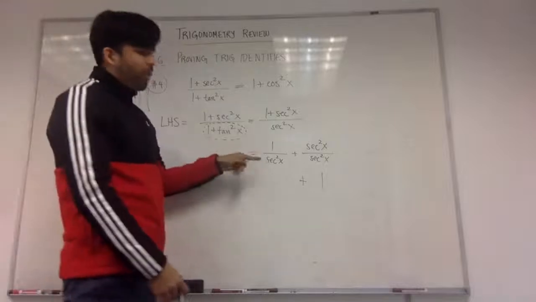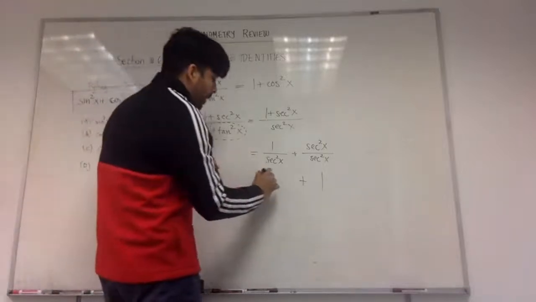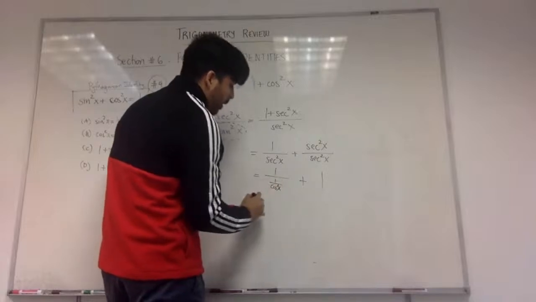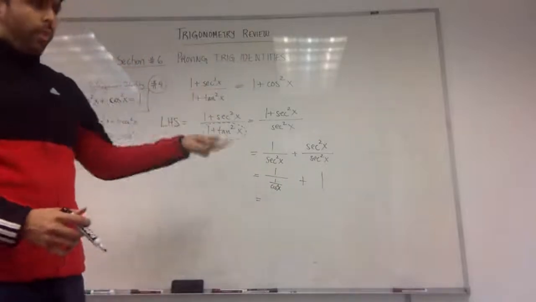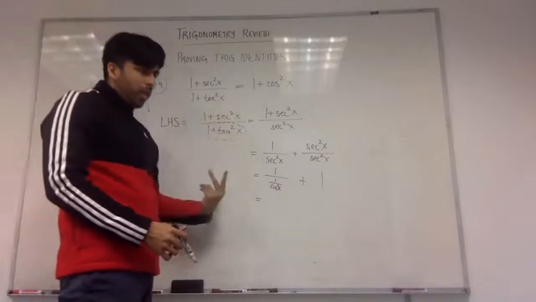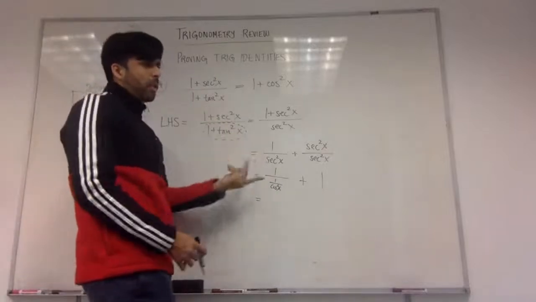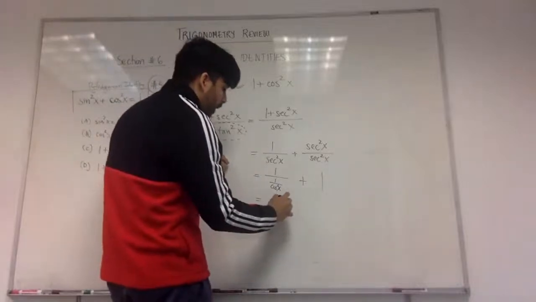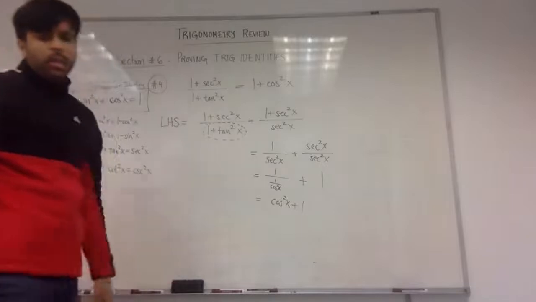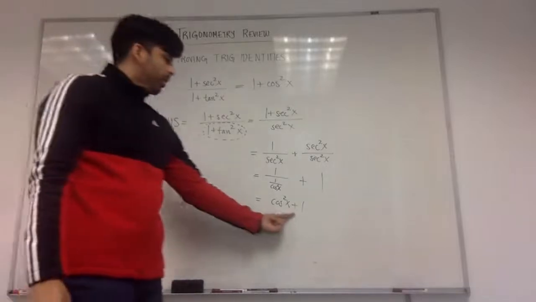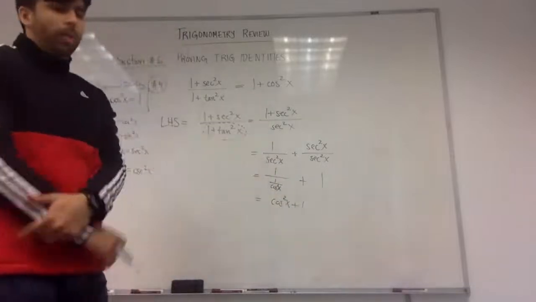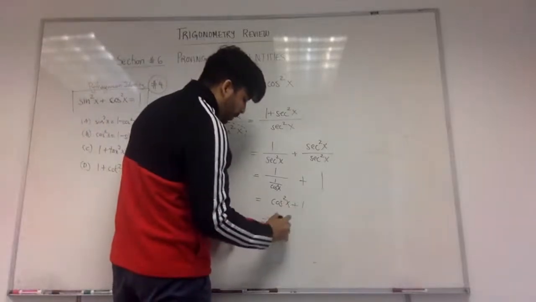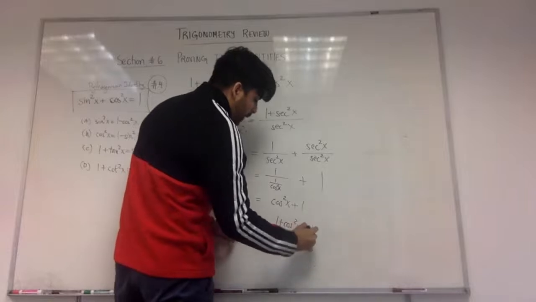And now look, what's 1 over secant squared x? It's the same thing as saying 1 over cosine squared x. But 1 over secant is 1 over cosine, which is the reciprocal of cosine, right? Secant is the reciprocal of cosine. Cosine is the reciprocal of secant. So 1 over secant squared is cosine squared x, plus 1. But 1 plus cosine squared x is exactly the same thing as 1 plus cosine squared x. So this is indeed 1 plus cosine squared x, which is indeed the right-hand side.